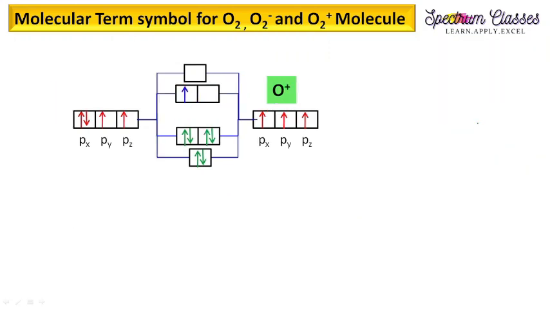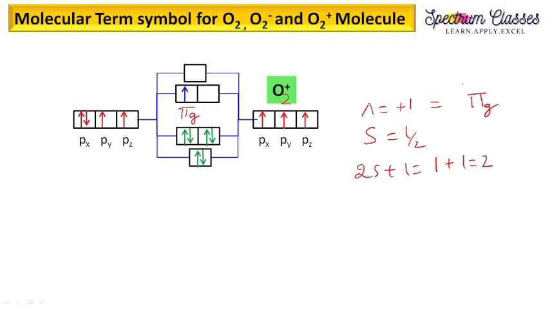Now coming to the next, O2 plus, which means one electron is removed from the oxygen molecule. So this is O2 plus. One electron is removed. This is pi and gerade, right? So what will be the molecular term symbol? Lambda is equal to plus 1. Plus 1 gives us pi. This is gerade, so here I am writing g. What about S? S is equal to half. So 2S plus 1 is equal to 1 plus 1, which is 2. So here I have written this term symbol.